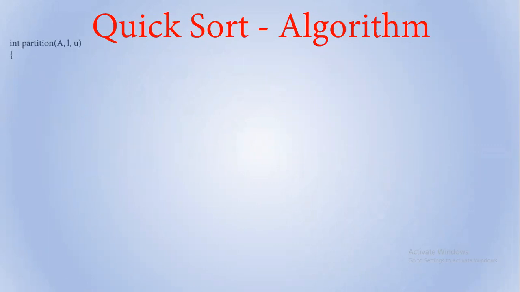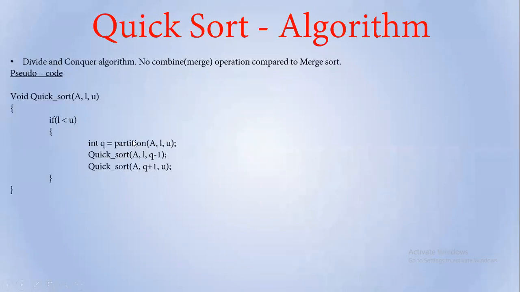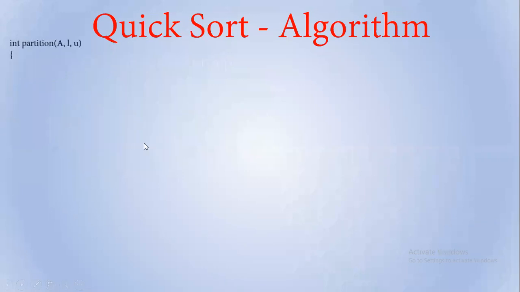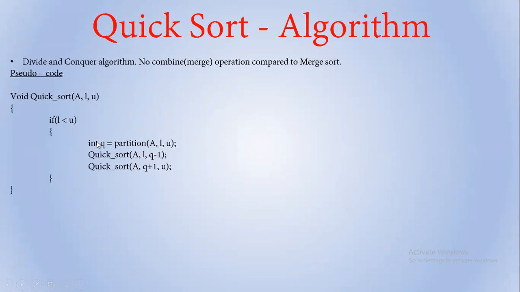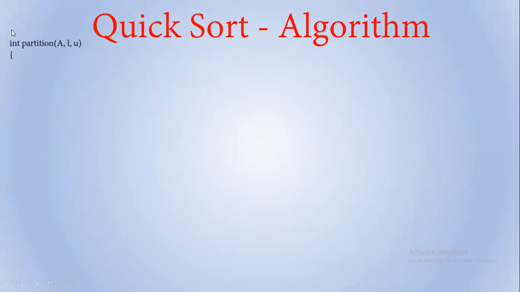Right, now we'll have a look at the partition function. What is the partition function? It is this function which we called here. This is how we define that function. This is the partition function's definition. Here the return type is integer, because we stored its return value in integer q. So it should have a return type, and its return type is integer.